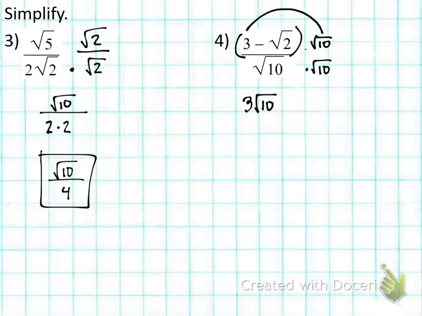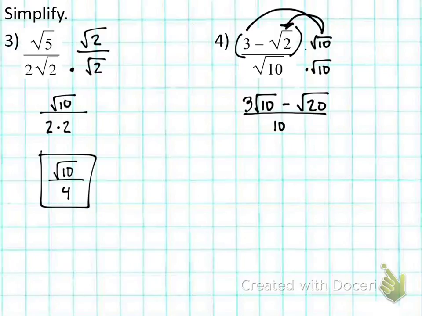Then I ask myself, what's rad 10 times negative rad 2? Negative rad 20. You following me so far? The denominator now is rad 10 times rad 10, which is rad 100. What's the square root of 100? 10.